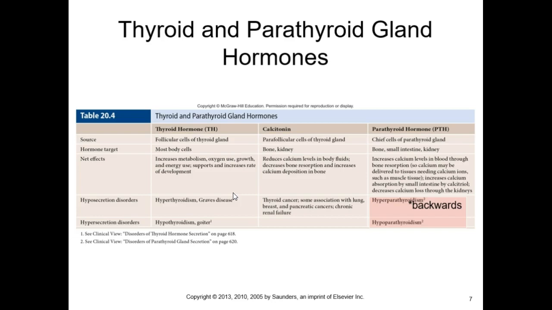hyperparathyroidism is going to cause what? Highly increased blood calcium, which is going to have a number of effects. For example, what do we call elevated blood calcium? Hypercalcemia. Another thing it can do is that calcium can deposit into random joint spaces or in random places in the body like blood vessel walls. You can calcify in uncomfortable and inappropriate places as a result of that.